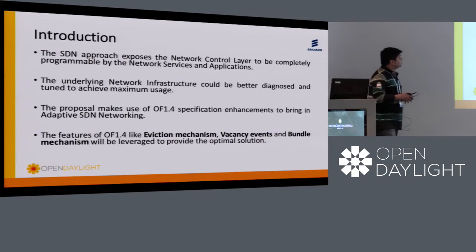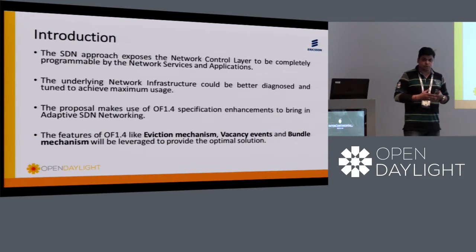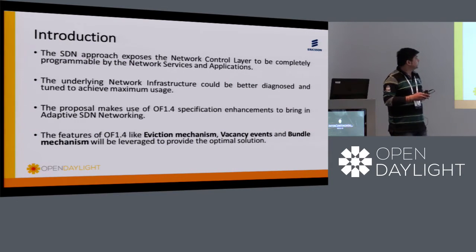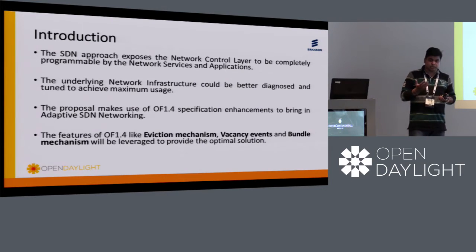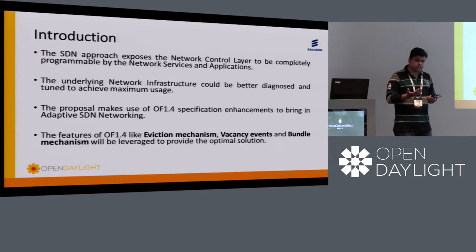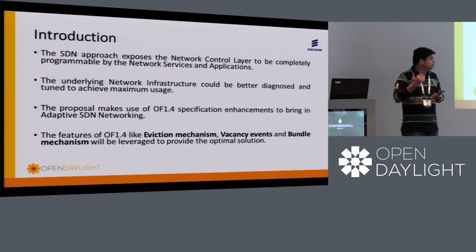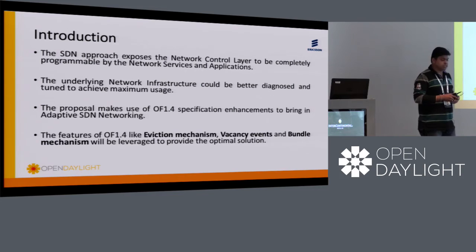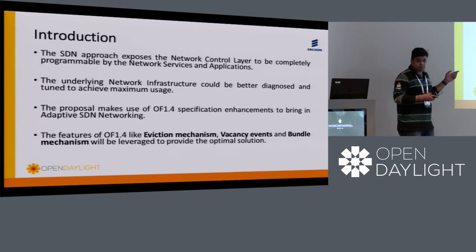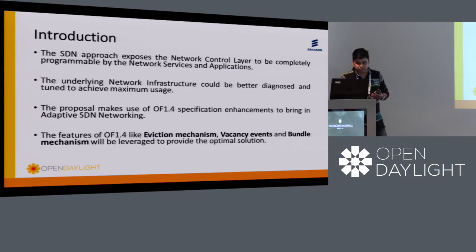So the basic introduction, the SDN makes it more flexible for the application layer, but there's still a chance where we can make a controller layer to know more about the underlying layer. So if the controller layer knows more about the underlying layer, the application will have a better go at diagnosing the underlying layer. So this proposal makes use of OF 1.4 specification enhancement, which brings in the optimization to the network. So what is the limitation in the present approach?